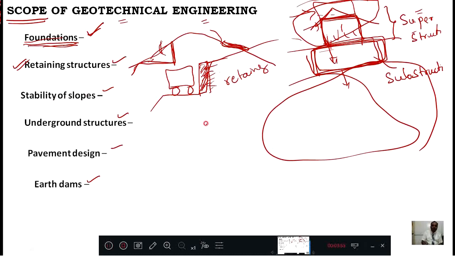Stability of slopes. For example, if you are building a dam, it will be built with soil placed layer by layer and compacted by bulldozers and rollers, and you get the slope. But if wind pressure, an earthquake or water pressure comes, will the slope remain stable? Otherwise it may collapse. Sometimes a slope may collapse because of forces. So we study whether slopes made of soil are stable over a long duration. That is the stability of slopes.